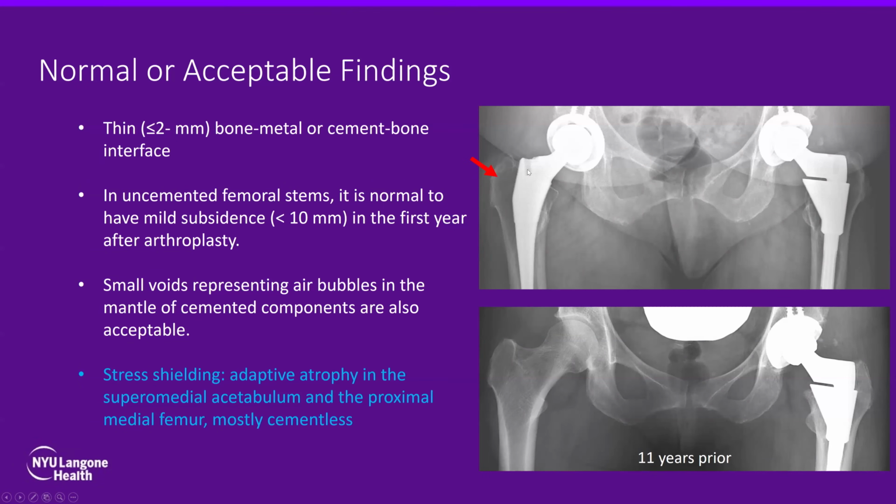If you have a stress shielding, that's also good. So initially, this is 11 years prior, you have normal force distribution here. After this arthroplasty, there is no force on this area, so over time, they get focal demineralization. That's normal. You see on the other side.